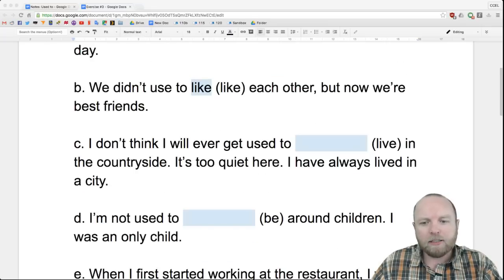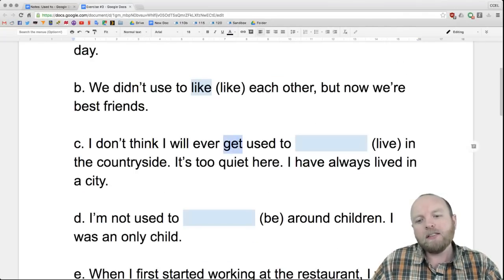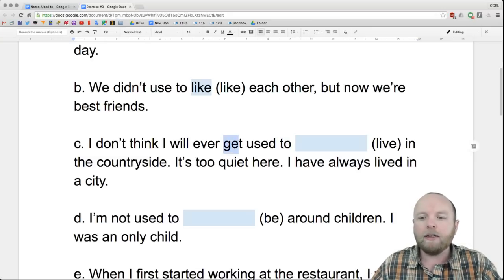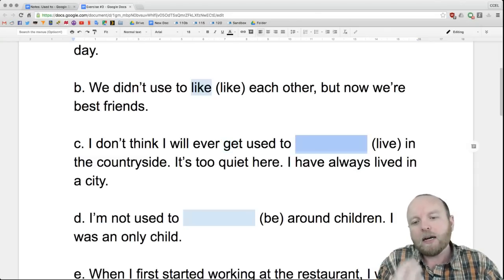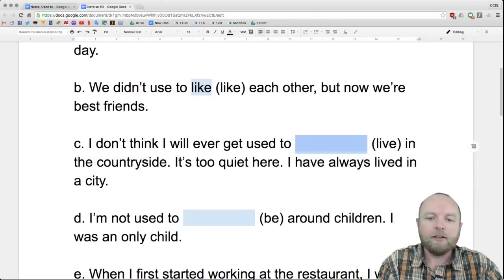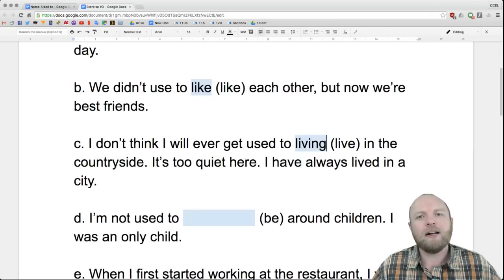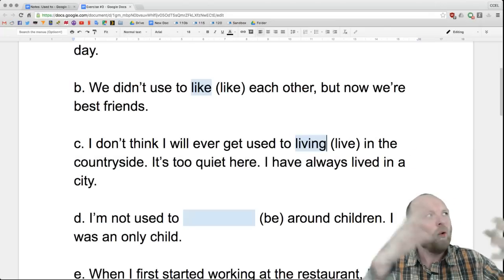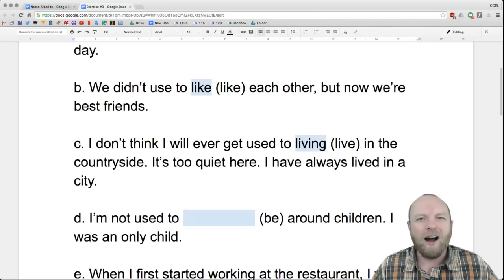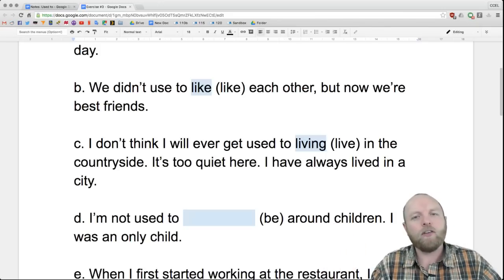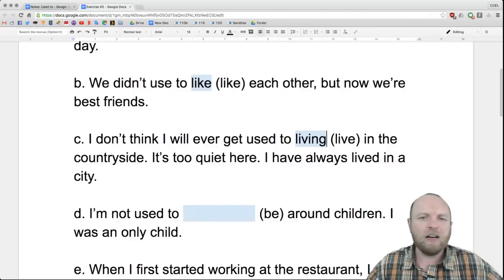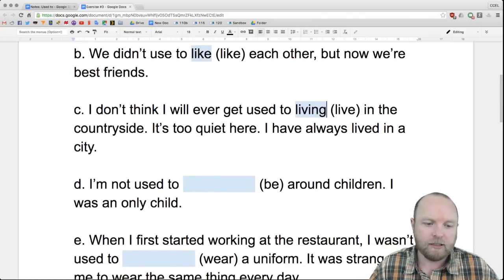Okay. C. I don't think I will ever get used to. Now this is a preposition. Get used to. Be used to. Get used to. This means become comfortable. So I don't think I will ever get used to living in the countryside. Why? Because here the countryside is so quiet. And it's strange for me because I am from the city. So I can't become comfortable living in the countryside.